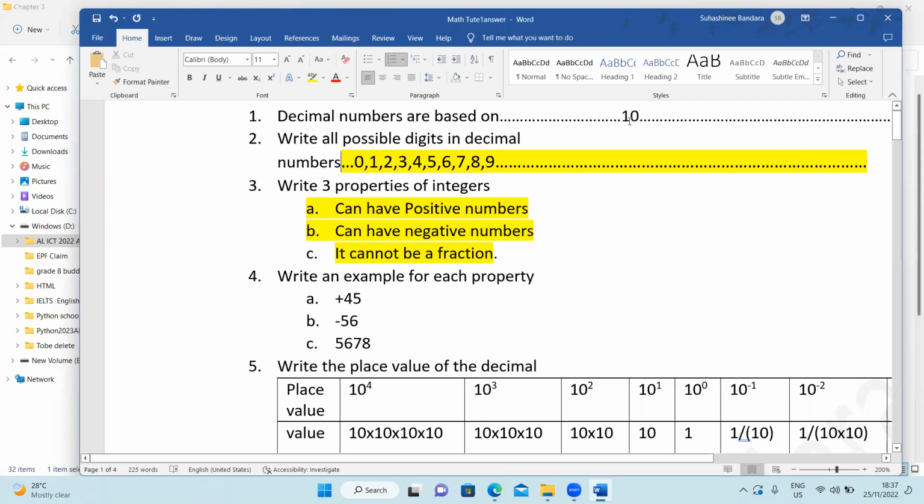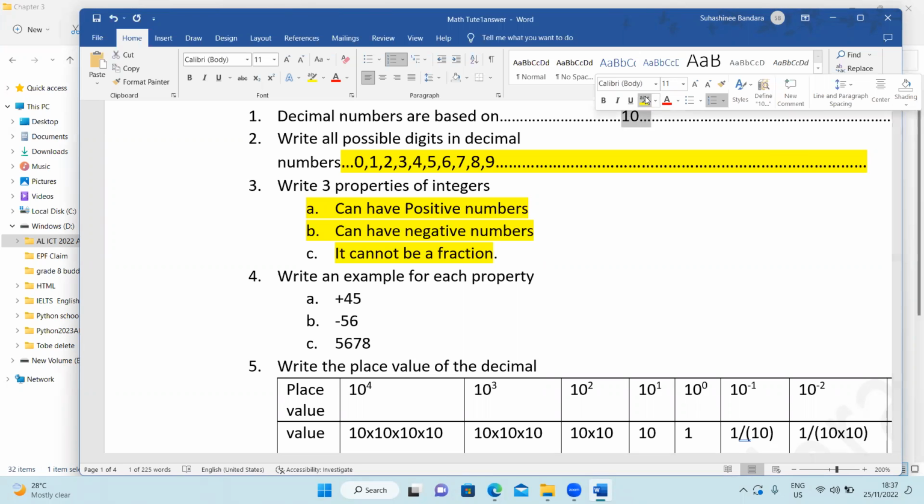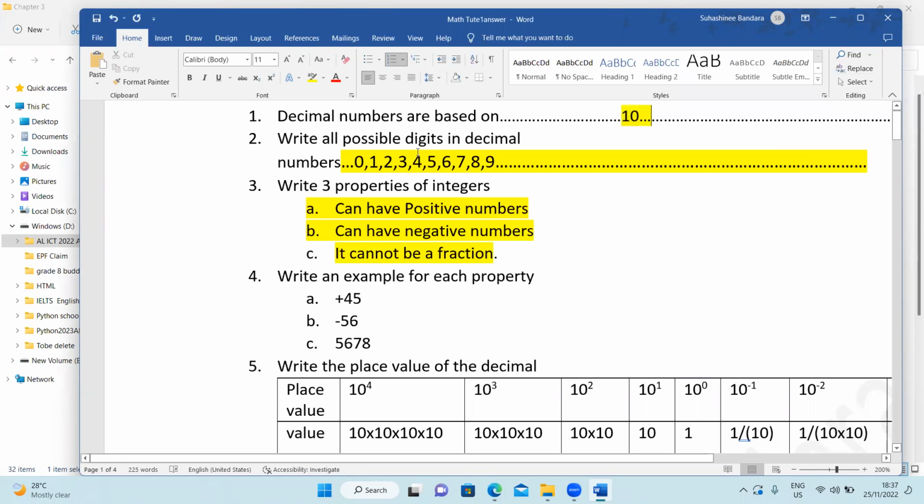Okay, so decimal numbers are based on 10, that we already know, and the digits are 0, 1, 2, 3, 4, 5, 6, 7, 8, and 9. There is no single digit 10. 10 means 1 and 0. Last month we discussed the integers. Integers can be positive numbers or negative numbers, and there cannot be a fraction. Fraction means decimal points.